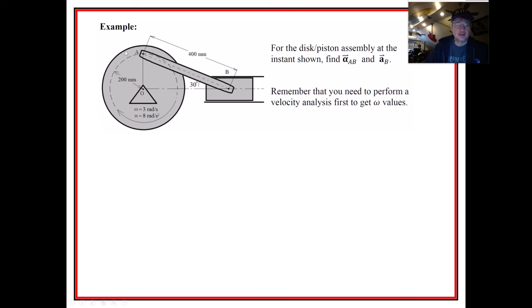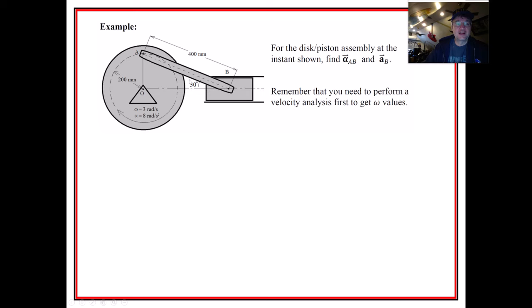In this case, it's a disc, so that the connecting rod is pinned at A, and that disc is rotating at 3 radians per second clockwise, and it's increasing that angular velocity by 8 radians per second squared. And in this geometry, point A is directly above point O, and the angle formed between the connecting rod and this center line right here is 30 degrees. And with the dimensions that you see here of 200 millimeters radius of that disc, 400 millimeters.